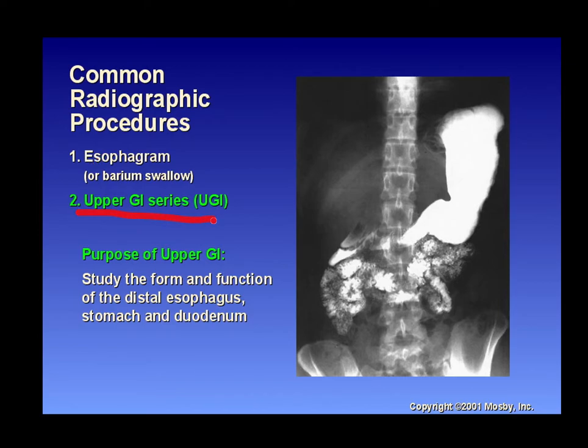Upper GI series. Purpose of an upper GI series, you're studying the form and function of the distal esophagus, stomach, and duodenum. So distal esophagus into the stomach, through the pylorus, into the duodenum, the duodenal bulb, and then into the small intestine until it gets to the sphincter at the large intestine. Okay, so you're following it all the way through the form, the function, a lot of times the time it takes to get from the stomach all the way through the small intestine.